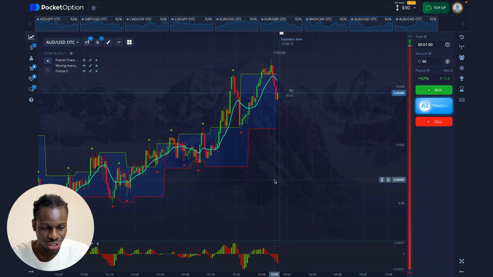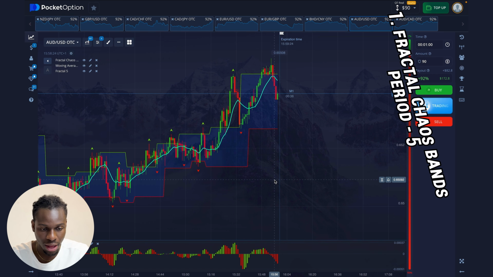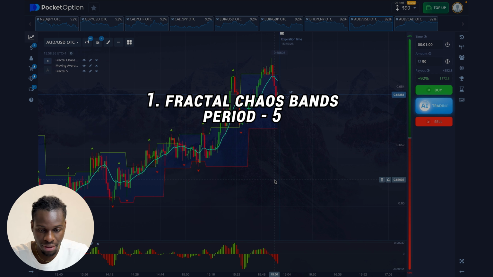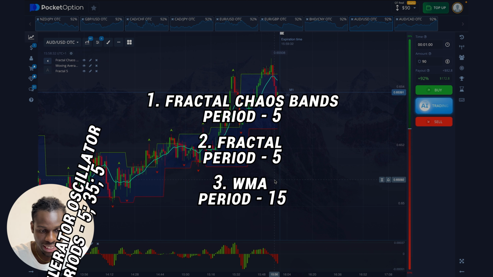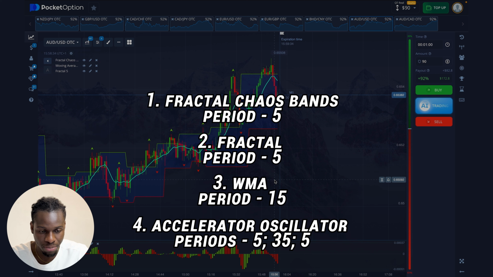So guys, I'm already on the platform, and as you can see, I've selected the following set of indicators. We have our fractal band with a period of 5, the fractal also with a period of 5. We have our weighted moving average with a period of 15, and also the oscillator indicator with this same period settings.